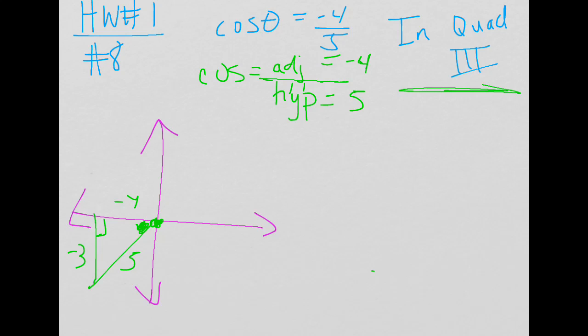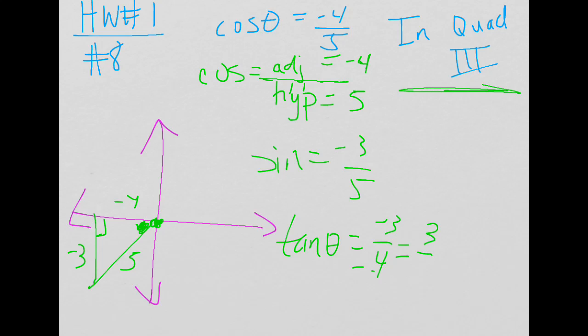Then I just have to do all the SOHCAHTOA stuff, so that's -3 over 5. We're going to have to do all 6 of them, yes. Tangent's -3 over -4. If we didn't know the other leg, how would we figure that out? Pythagorean theorem. Then the other 3 trig functions, all you have to do is flip those 3.